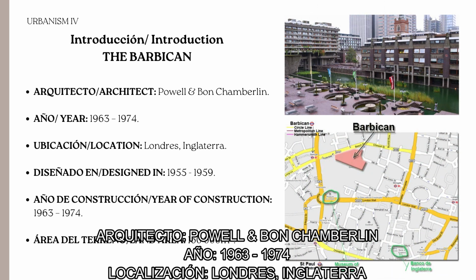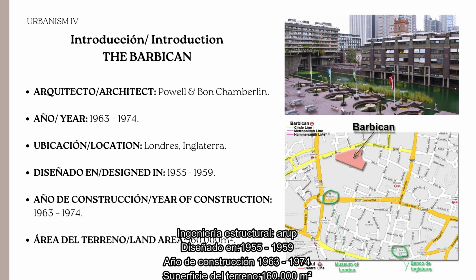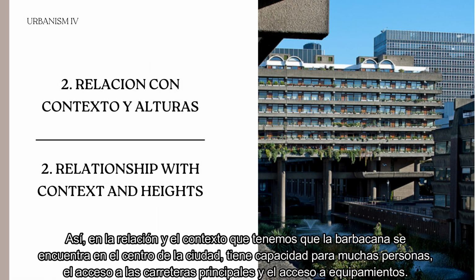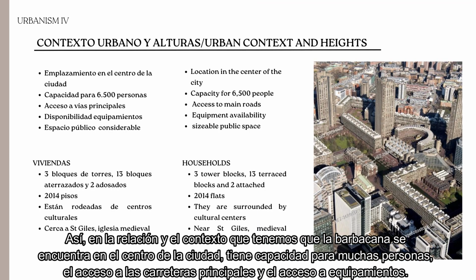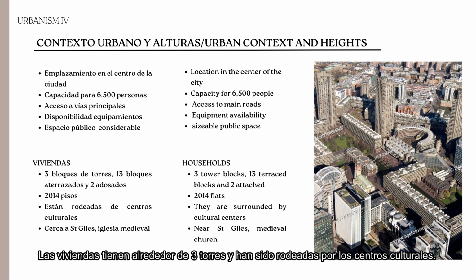Architects Chamberlain, Powell and Bon. Years 1963 to 1964. Location: London, England. Design in 1955 to 1959, year of construction 1963 to 1964, land area 160,000 square meters. In the relationship and context with heights, the Barbican is located in the center of the city. It also has capacity for many people, access to main roads, and equipment availability. The households are around 3 tower blocks, surrounded by cultural centers.